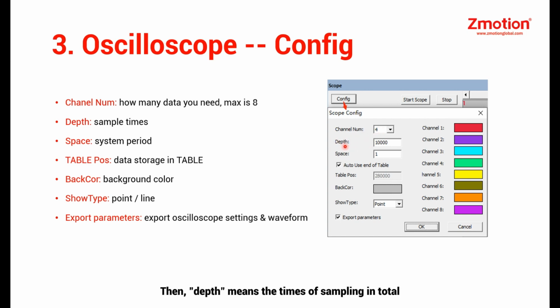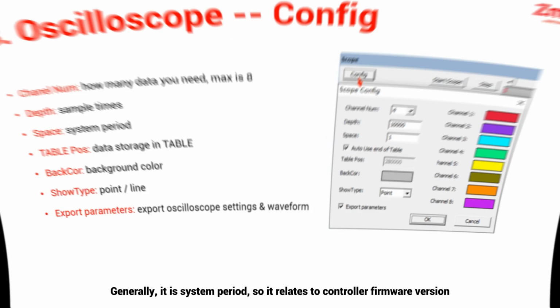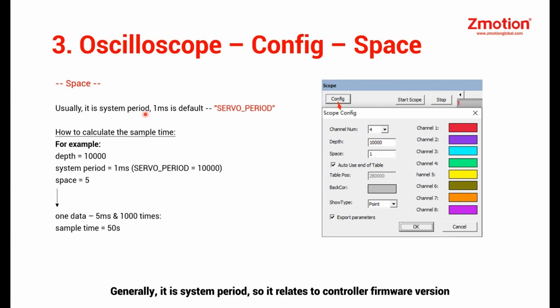Then depth means the total number of samples. That is, the bigger the depth, the larger the sampling range. Space means the time space. Generally, it is the system period, so it relates to the controller firmware version. 1 millisecond is the default. You can check it through the servo period, and it can calculate the sampling time.